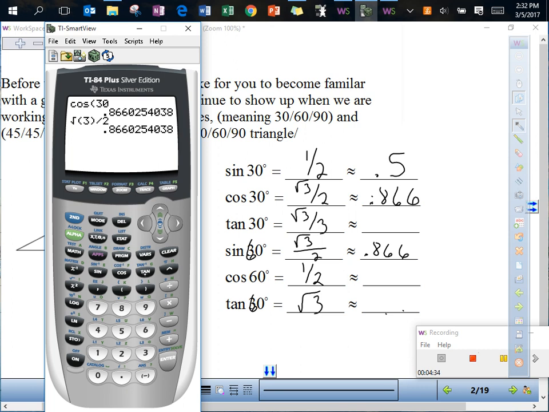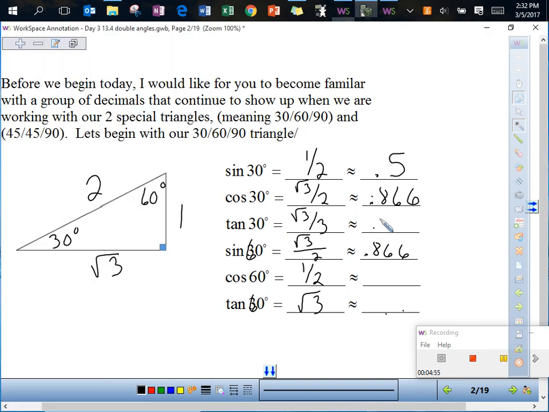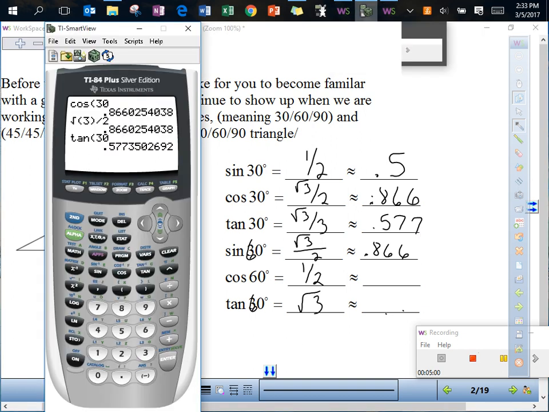Let's pick on tangent of 30 now. That means that square root of 3 over 3 is the same decimal as about 0.577. This decimal does not show up a lot for us, but when it does, that's one of them I'd like for you to know. So 0.866, that one's going to show up about 20 times today, radical 3 over 2. Radical 3 over 3 probably won't show up today, but I want you to know that's 0.577.